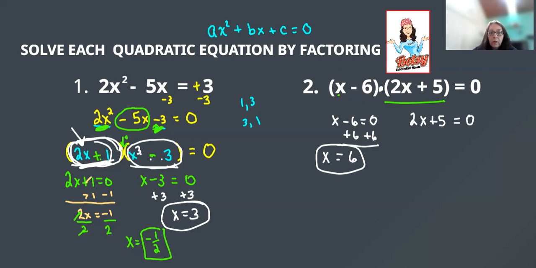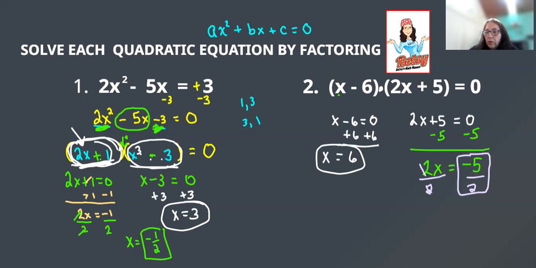Now, let's go the other way. I need to know what makes this other one 0. So subtract 5. We get 2x equals -5. But I don't want 2x equals, I want x equals. They're timesing, so I'm going to divide. When I do that, I get x equals -5/2. So if you put -5/2 in for this x, you're going to get -5 plus 5, which is 0. And 0 times anything is 0. So we got our two answers.